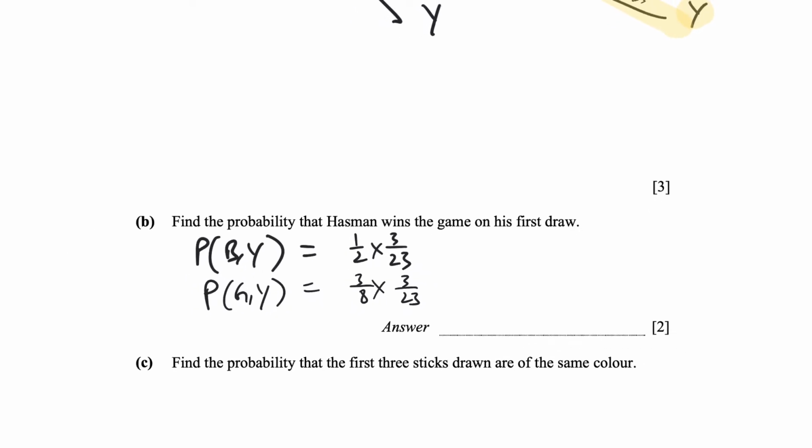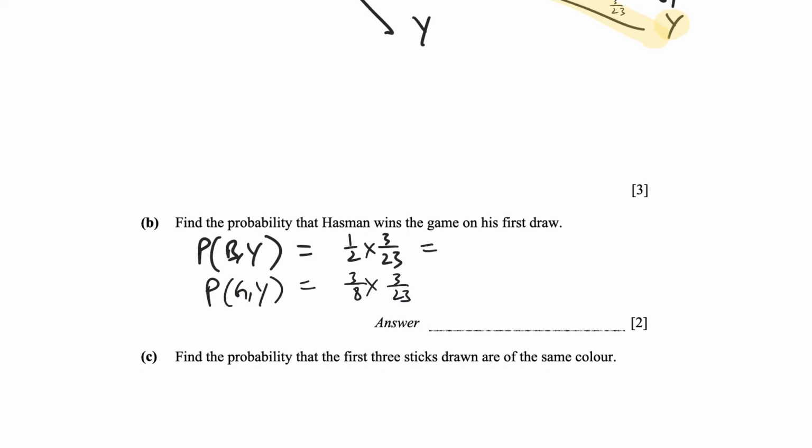And so both cases are okay, so we just add them up. This gives me 3 over 46, and this gives me 9 over 184. And so I add them up, and this gives me a final answer, 21 over 184.